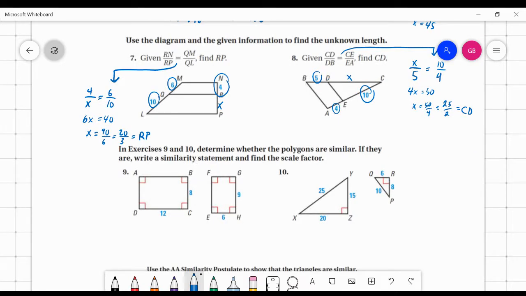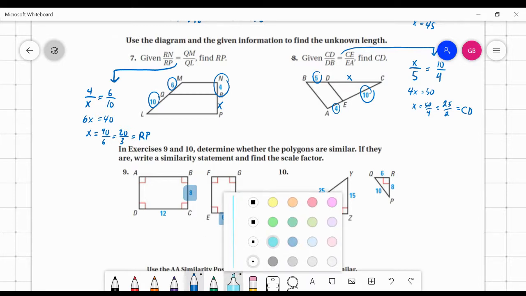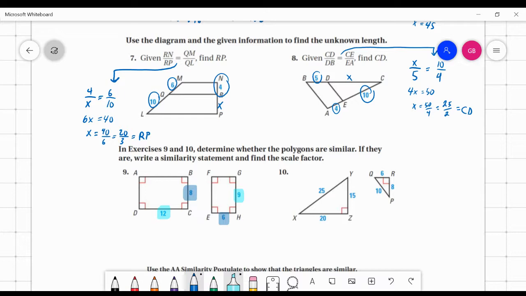And exercises 9 and 10, determine whether the polygons are similar. If they are, write a similarity statement and find the scale factor. All right. So remember, polygons are similar if corresponding sides have the same ratio. So, for example, the 8 corresponds with the 6, and the 12 corresponds with the 9. Let's see if it's the same ratio.